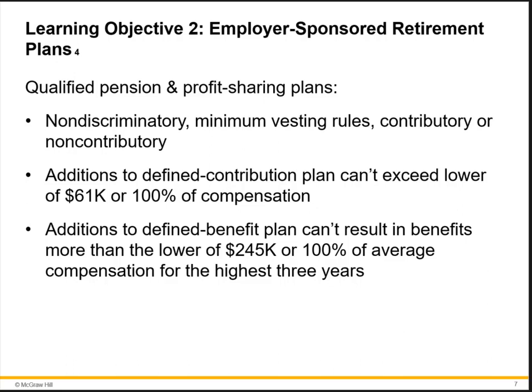So there's a general limit to how much you can put into a defined contribution plan. And that is $61,000 or 100% of compensation. Okay, that seems pretty high. I don't think you're going to find too many folks that are going to want to have more than that.